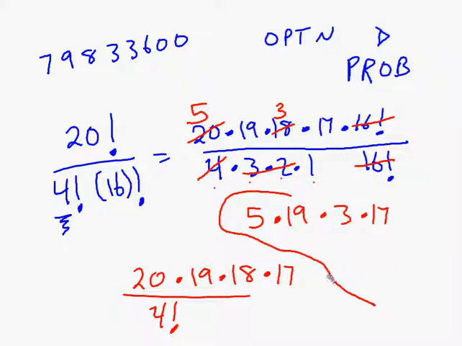What do you do with the 1? Well, times 1. It's not going to make a difference. 4,845. Okay, so this is our answer.